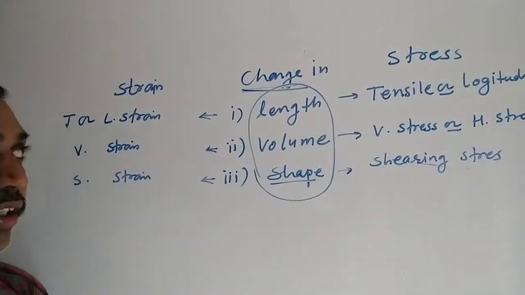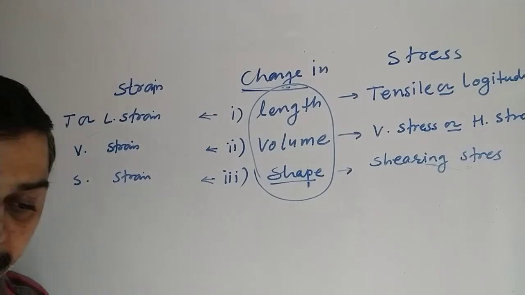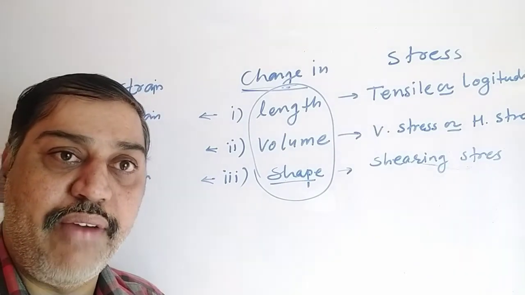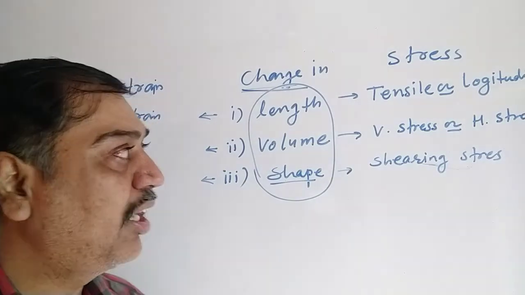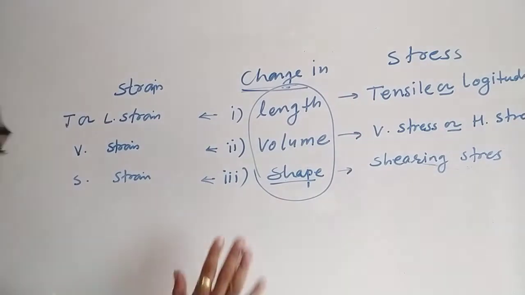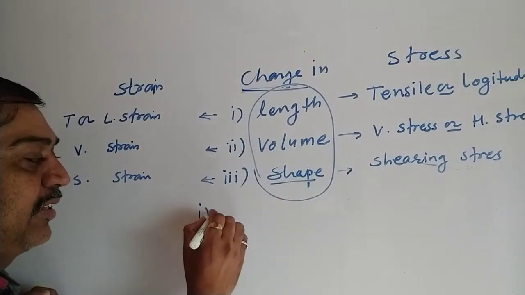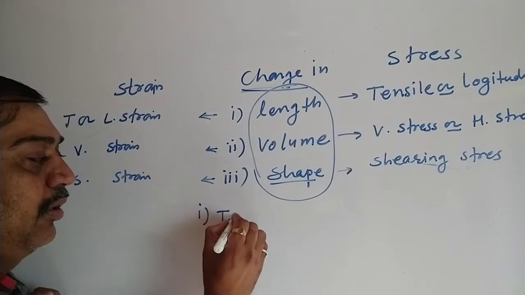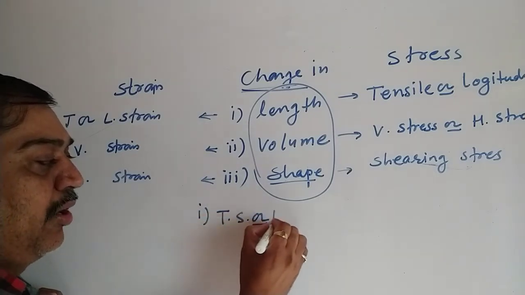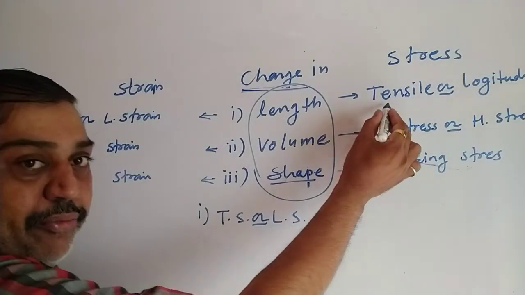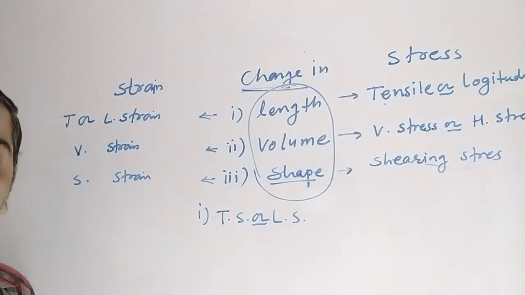Now here we have just learned the types of stress and strain. Apart from this, we have to see how to find the values. How do you find the values of stress and strain? So let's start with the next one. I will write it here at the bottom, just for tensile stress. The first stress is said to be tensile stress, or longitudinal stress. In shortcut, I have mentioned it like this. Tensile stress or longitudinal stress.